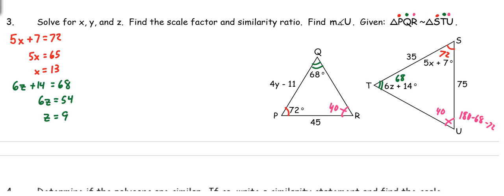Now we also need to find Y. So if I look at my sides, PQ has something written on the side, and PQ is the first two letters of the triangle name, so it corresponds with ST.